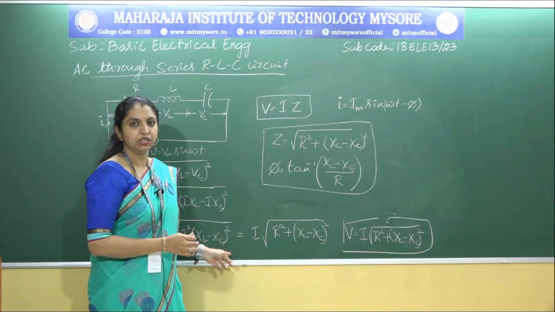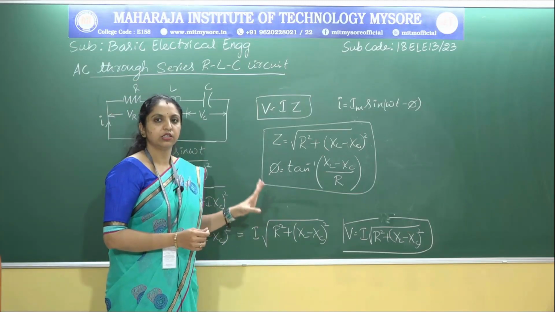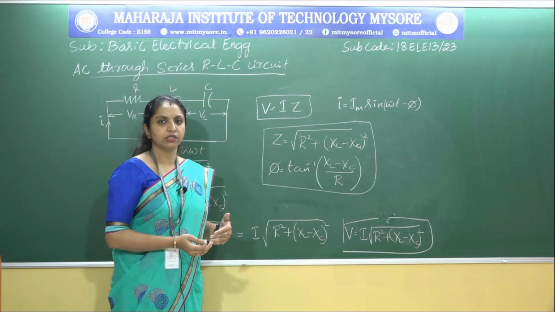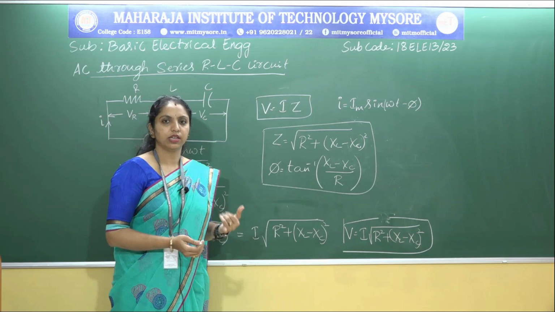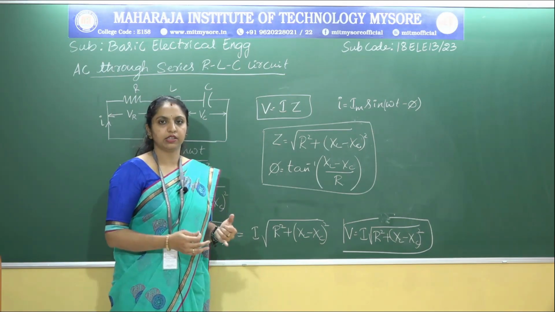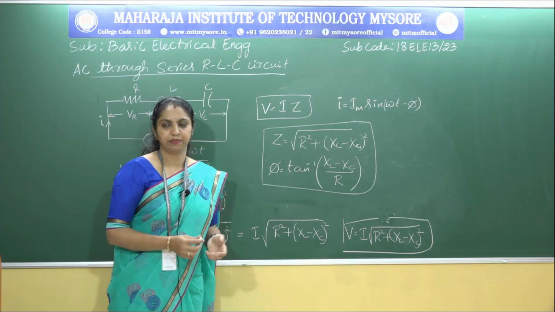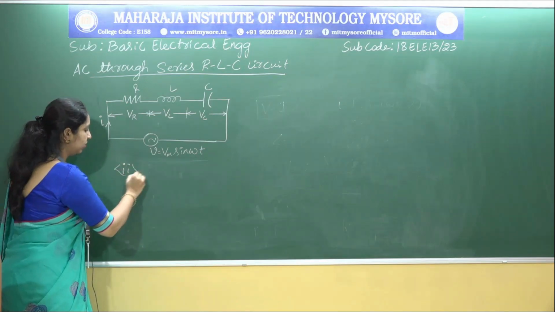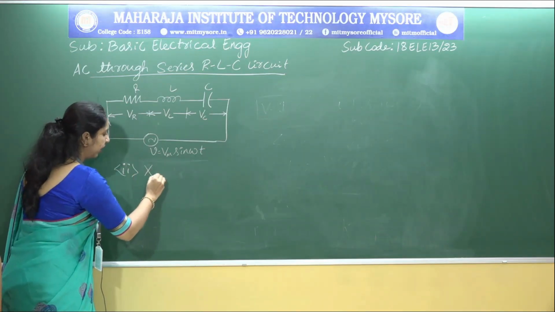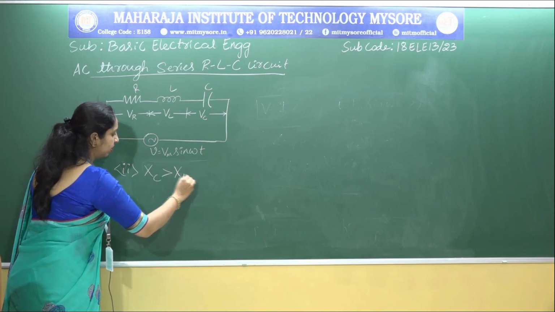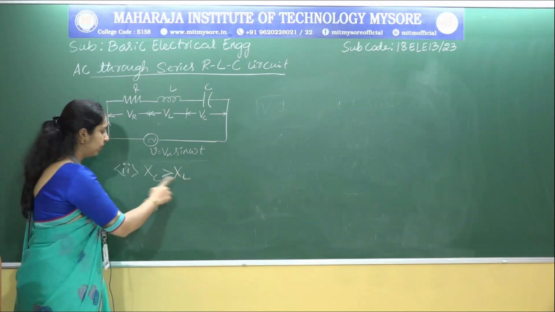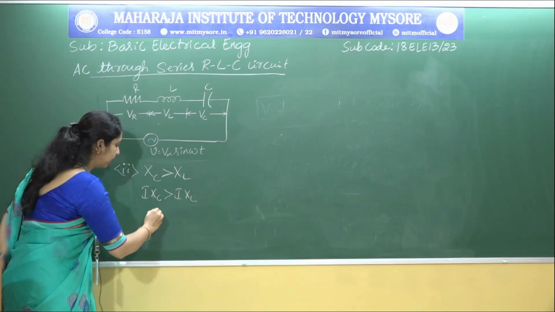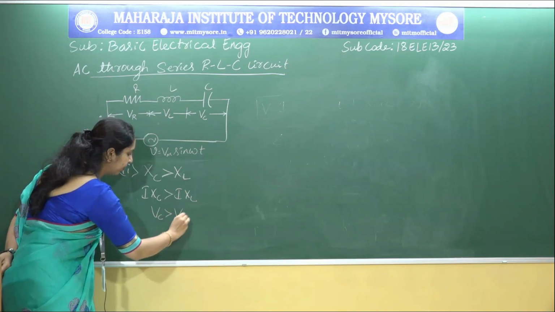In this particular condition, we have discussed only one case, that is, what happens when XL is greater than XC. Similarly, we are going to analyze two more cases: XL less than XC, or XC greater than XL, and what happens when both are the same. So in the second case, we are going to analyze XC greater than XL. XC greater than XL means I into XC is greater than I into XL, or we can say VC is greater than VL.